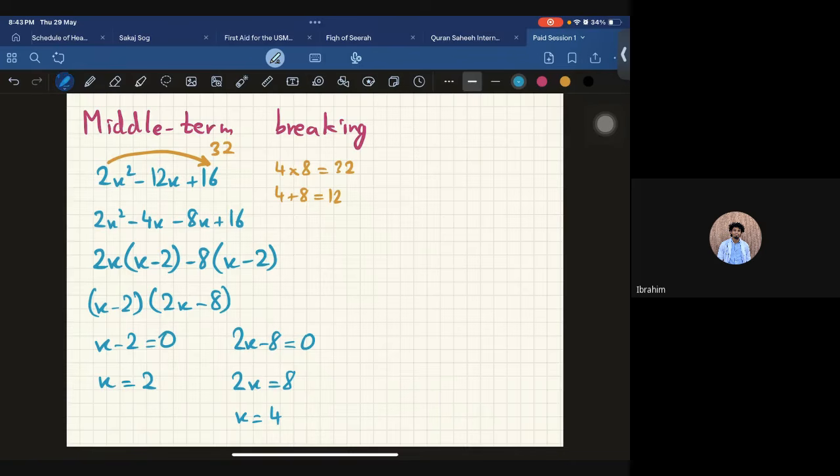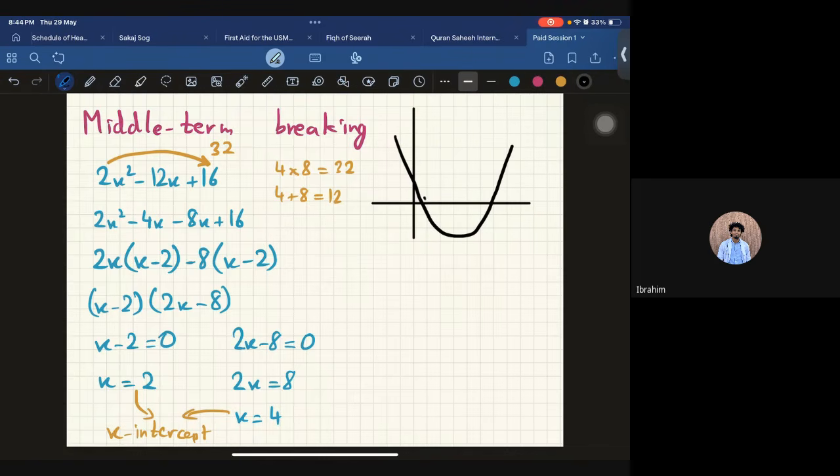Now, once you've gotten the two values of x, first thing, what do these represent? The values that you're getting from here will represent the x-intercepts. X-intercept means, if we have the graph over here, the points at which the graph cuts the x-axis. So this point and this point. These are the x-intercepts. So the x-intercepts over here are 2 and 4.